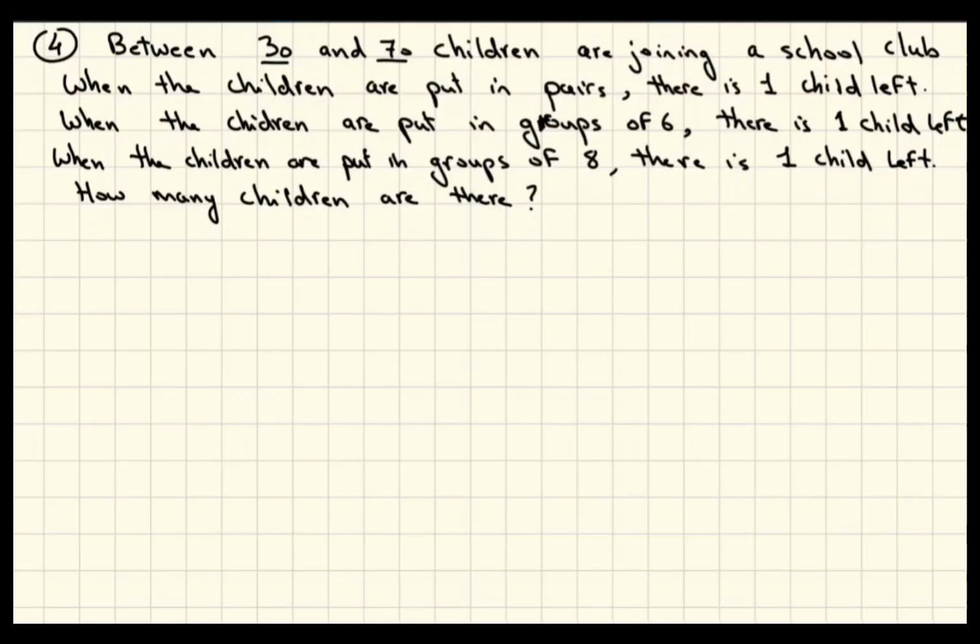So basically the first sentence, between 30 and 70, this is a condition that you need to use at the end. Now, when the children are put in pairs, it means they are divided in groups of 2. Pairs means 2. We still have one child left. Then when we divide the children in groups of 6, so when we divide the number of children by 6, we should have one student left.